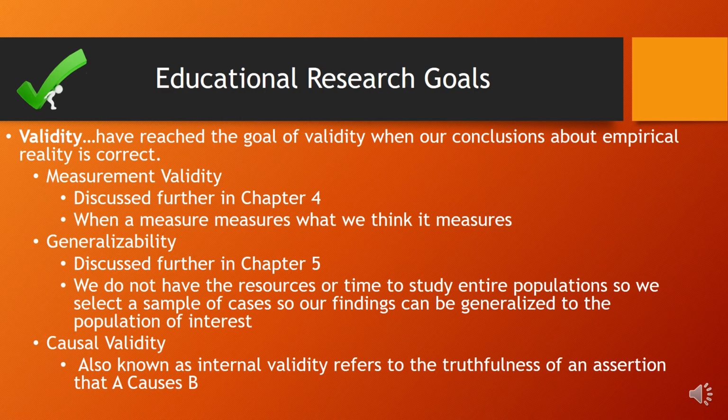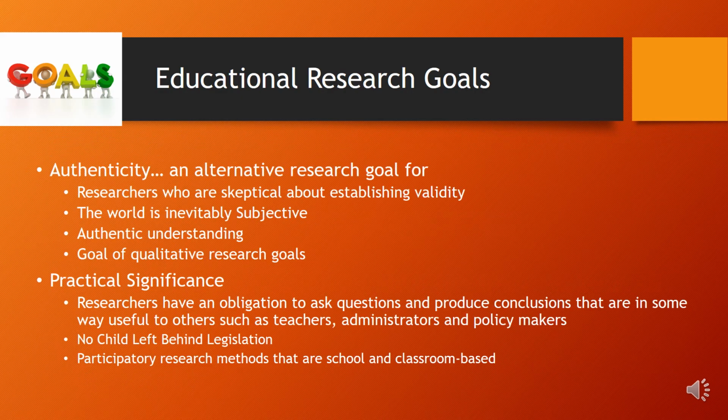Causal validity, also known as internal validity, refers to the truthfulness of an assertion that A causes B. In essence, the main goal of validity is the continued pursuit of figuring out how and why some aspects of the educational world operate as they do. The second goal educational researchers try to fulfill is authenticity, an alternative research goal for researchers who are skeptical about establishing validity, and feel the attempts to understand the world are inevitably subjective.